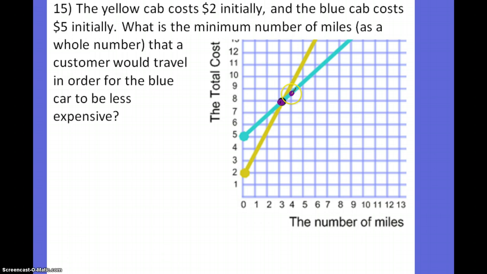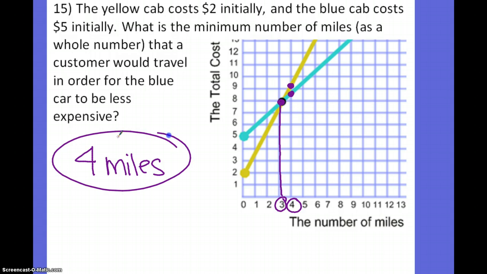So if I go one whole number out from there, notice where they meet is at the number 3, and one whole number out from there would be 4. So at 4 miles, you see that's where the blue would be beneath the yellow, less in cost. So that would be 4 miles, looking at the graph.